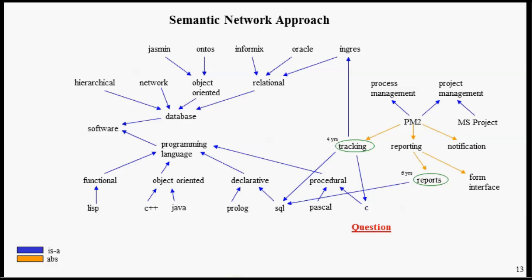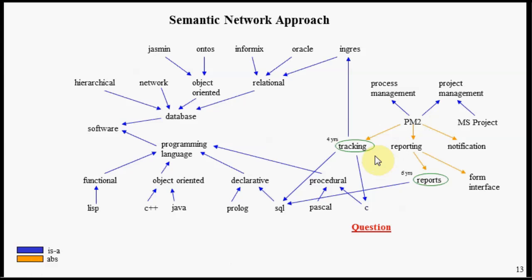Let's look at another query type example. In this example, we have a graph here representing a project management system. And so we have an ABS relationship here, which stands for application breakdown structure. So we have this application broken down into various subsystems.